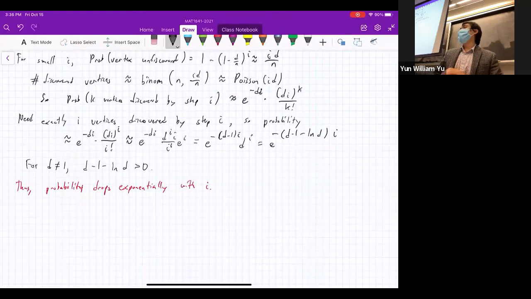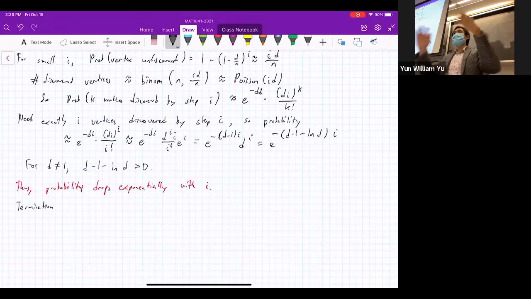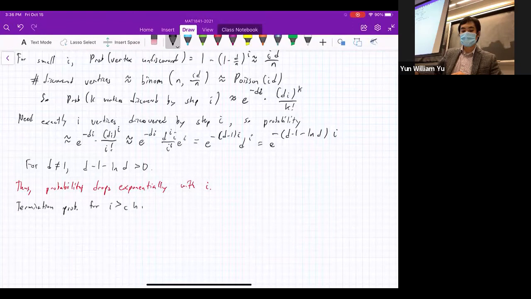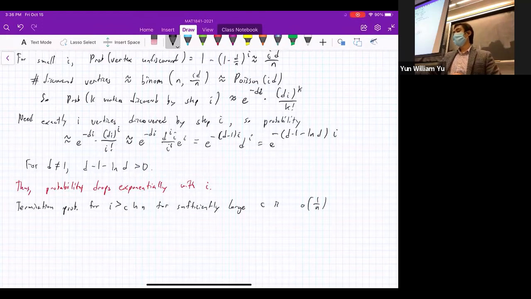So what are we saying? We're basically saying that the termination probability, so the chance that we're going to stop after you've gone a certain number of steps, drops close to 0. So long as we're in the approximation regime where this works, probably for I greater than c ln n, for sufficiently large c, it is little o of 1 over n. Okay, so if we are in the regime where we can do all these approximations, and I is at least c ln n for some sufficiently large c, then you're not going to stop.